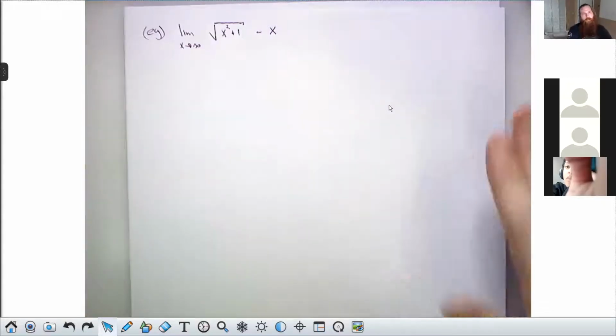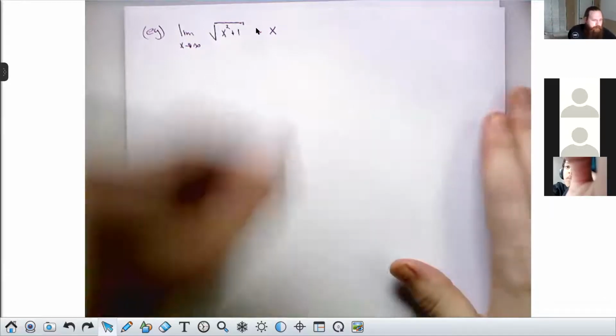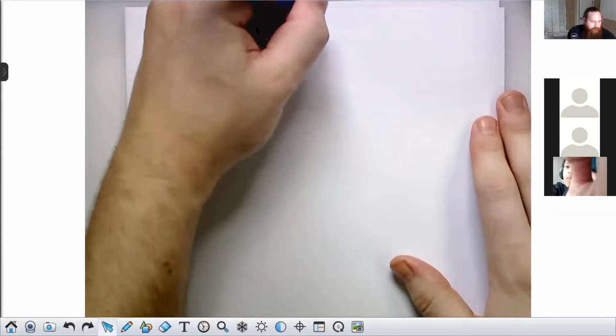So this problem is great because it points out exactly the flaws in the type of reasoning that we want to apply to the previous problem, where we kind of want to ignore the other stuff going on under the square root. But if you did that here, then you'd get square root of x squared. Oh, well, that's x minus x. Shouldn't that be 0?